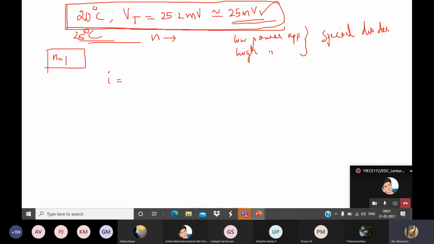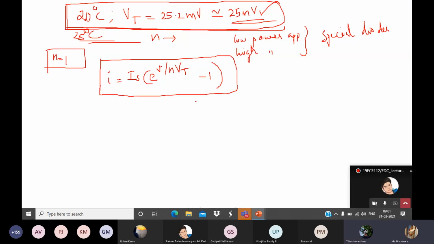Underline that. In general, assume that N equal to 1 if not specified. That means if nothing is given in the question, you have to assume the N value as standard and it is equal to 1. So did you understand the diode current equation significance? Yes, ma'am.